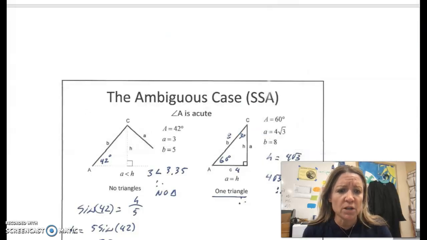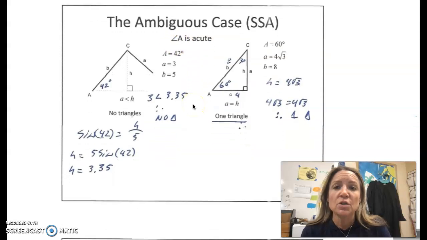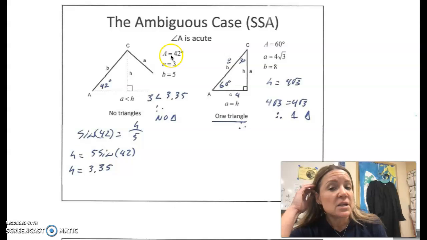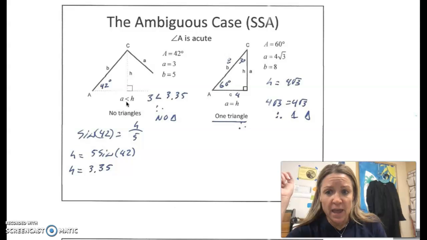All right, so the first one we're going to look at is with an acute angle A, so we're going to label the information that they give us. So angle A is 42, side A is 3, and side B is 5. Okay, so we want to know if A is less than H. So A is 3, and the H is 3.35, and we'll talk about in a second how to get that. And that's 3 is less than 3.35, so it does not make a triangle.